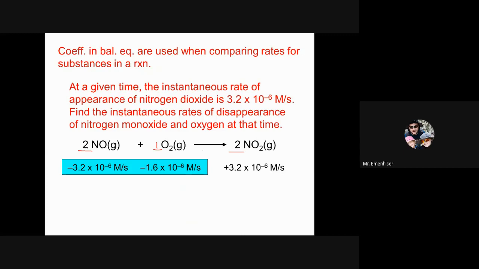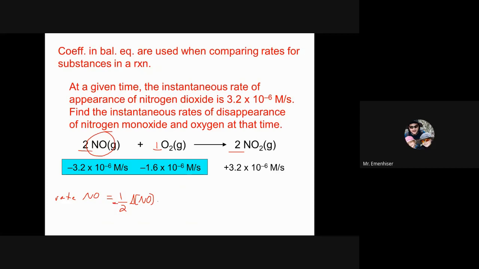And so what we can do here is take the coefficients and make them the denominators. Okay, so if I want to know the rate of NO, if I want to know the rate of that guy, I'm going to make this a denominator. I'm going to write 1/2 times the change in the concentration of NO. So that's my rate of NO. And it's going to be minus because it is a reactant. So that's my rate of that guy.